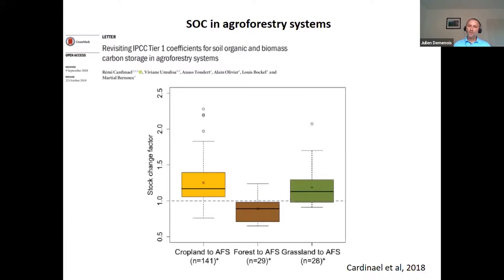And in this figure, we have three kinds of situation. The first one is a conversion of cropland to agroforestry system, here in yellow. In brown, you have the conversion of forest to agroforestry system. And in green, you have the conversion of grassland to agroforestry system. And what they found and showed is that the conversion of cropland to agroforestry system or of grassland to agroforestry system has a positive impact on the carbon sequestration in the soil, which is not the case for the conversion of forest to agroforestry system.